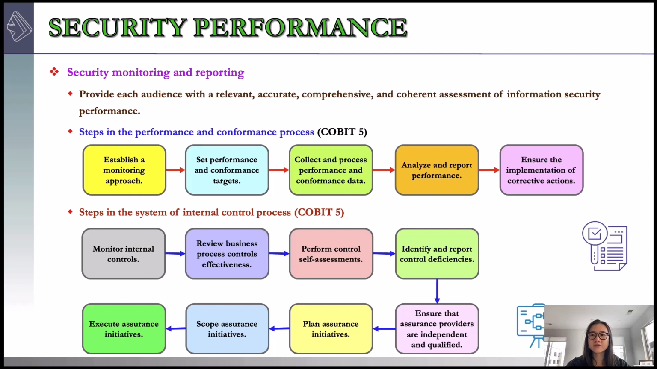The objective of security monitoring and reporting is to provide each audience with a relevant, accurate, comprehensive, and coherent assessment of information security performance. COBIT 5 provides specific guidance on security monitoring and reporting based on 3 processes defined earlier in this video. These 3 processes include performance and conformance, system of internal control, and compliance with external requirements. For the performance and conformance process, COBIT 5 defines the following 5 steps.